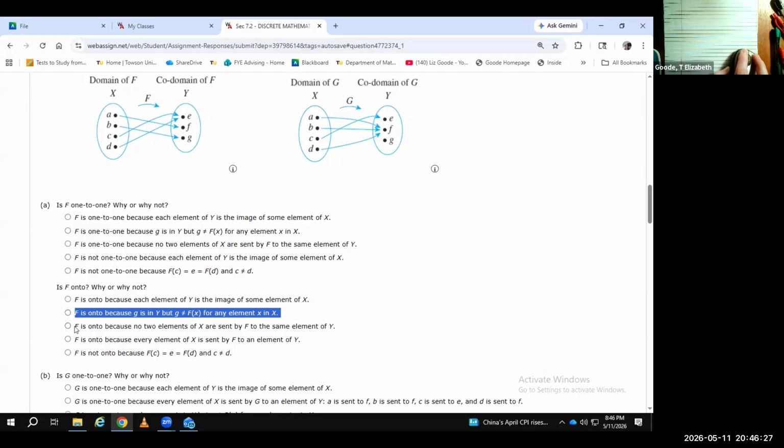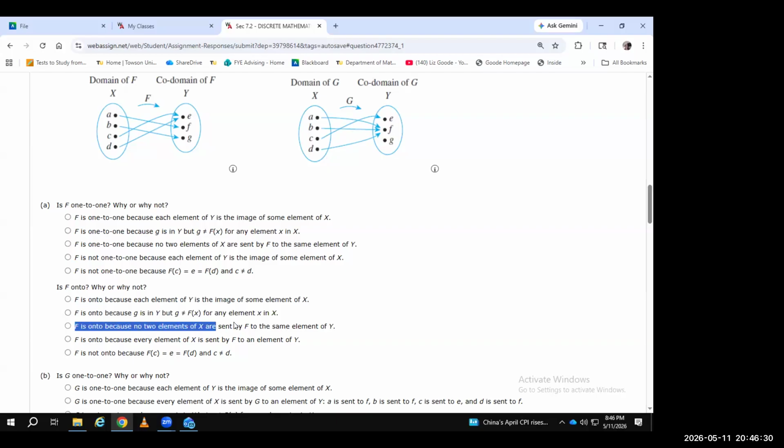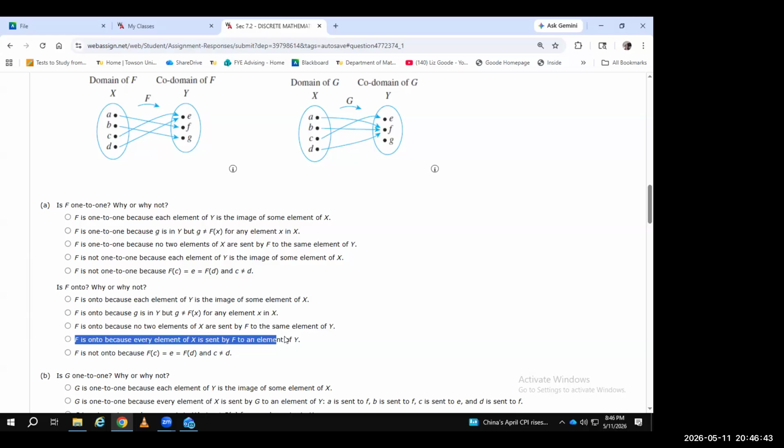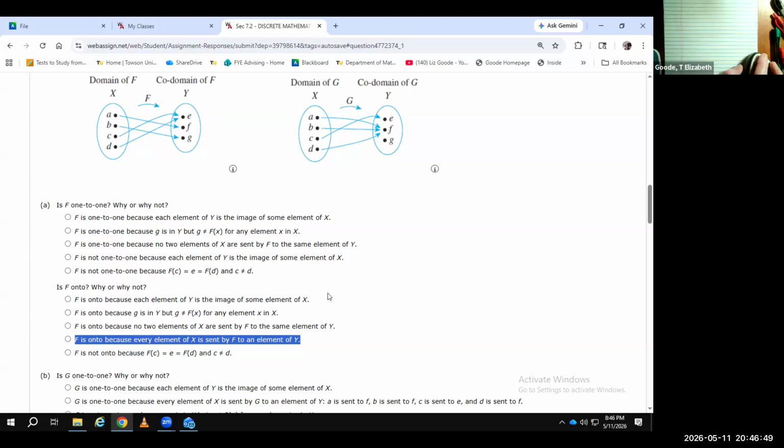And then the next one is f is onto because no elements of X are sent by f to the same element of Y, and that's wrong, right? That's good. What about D? F is onto because every element of X is sent by f to an element of Y, and that's correct. See, that's the correct wrong answer.